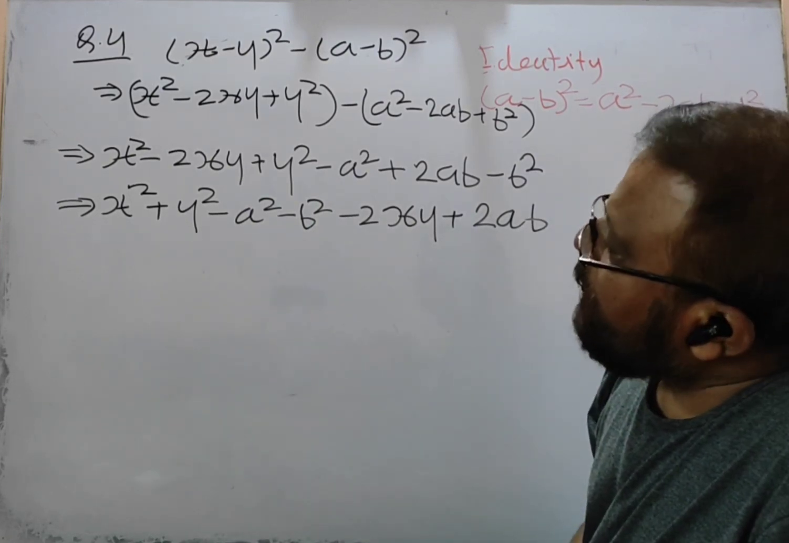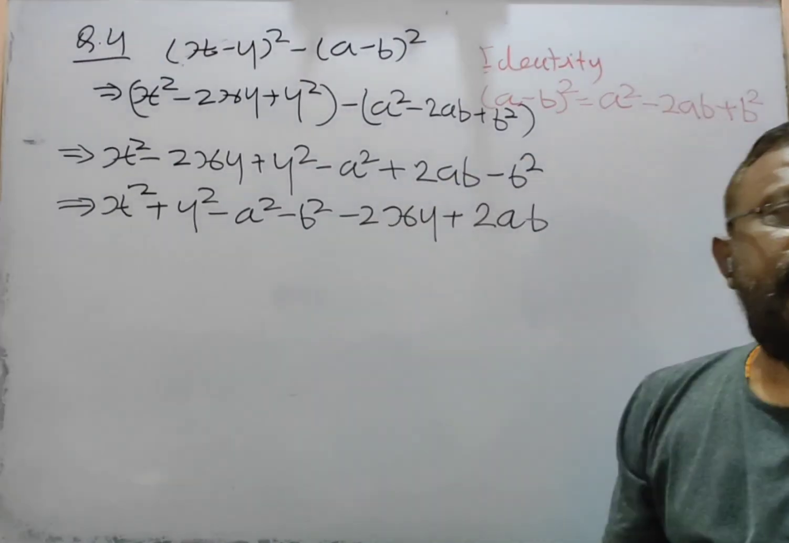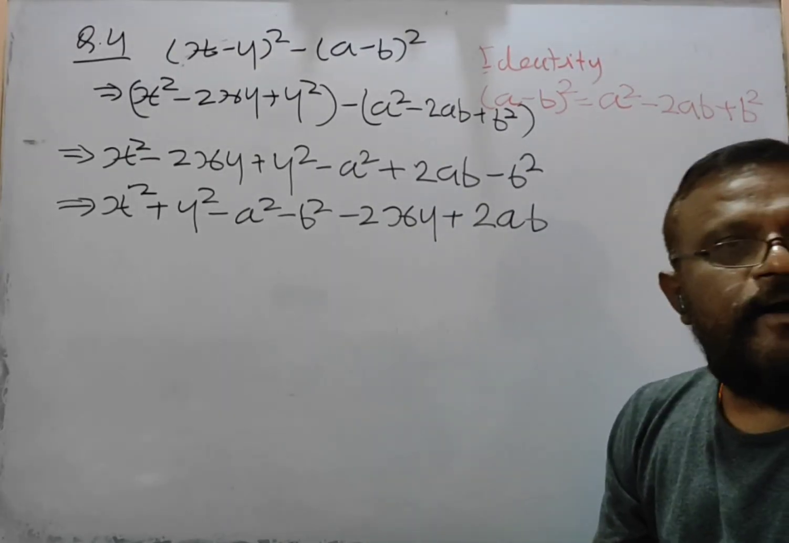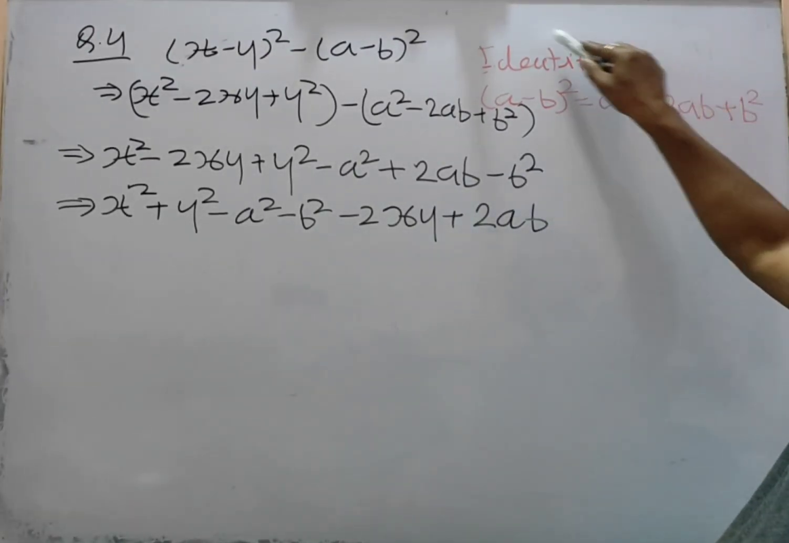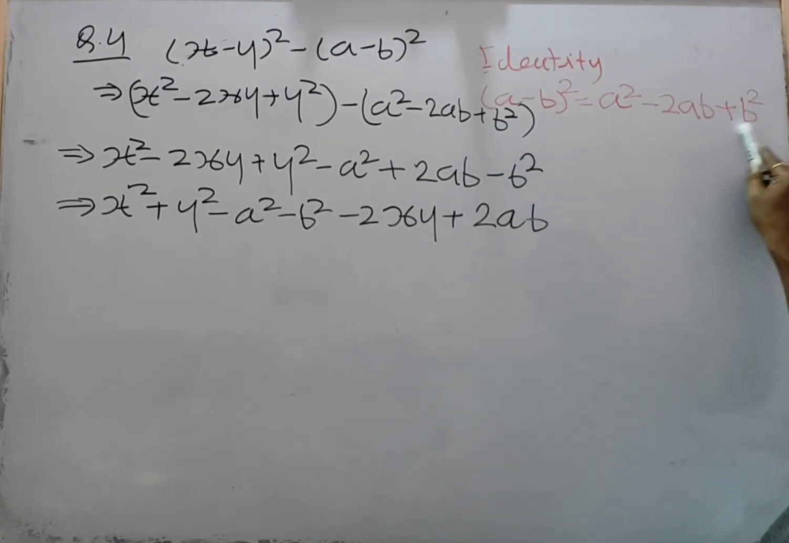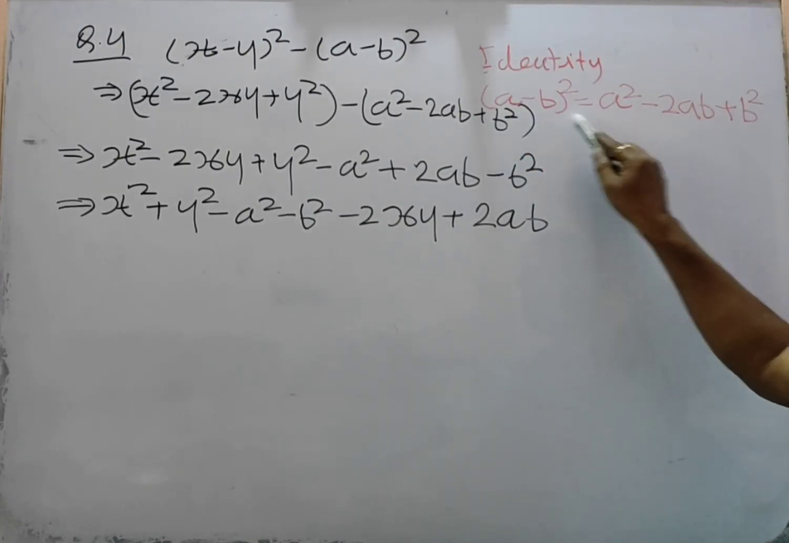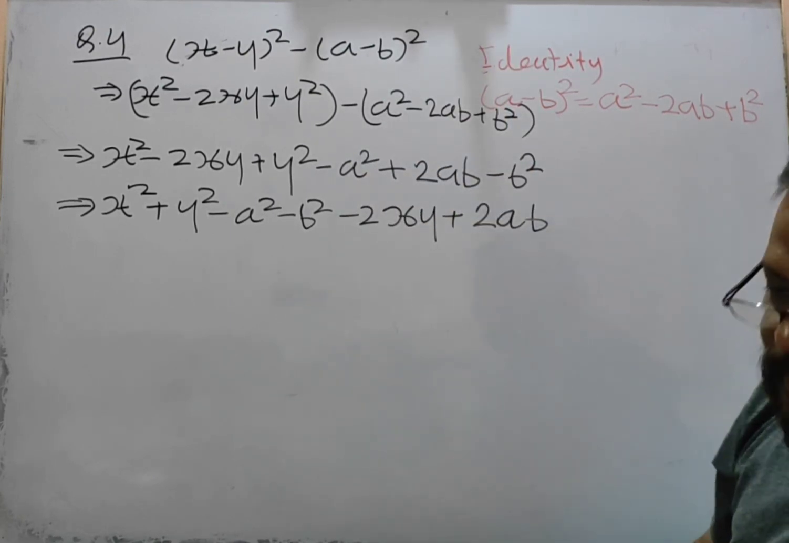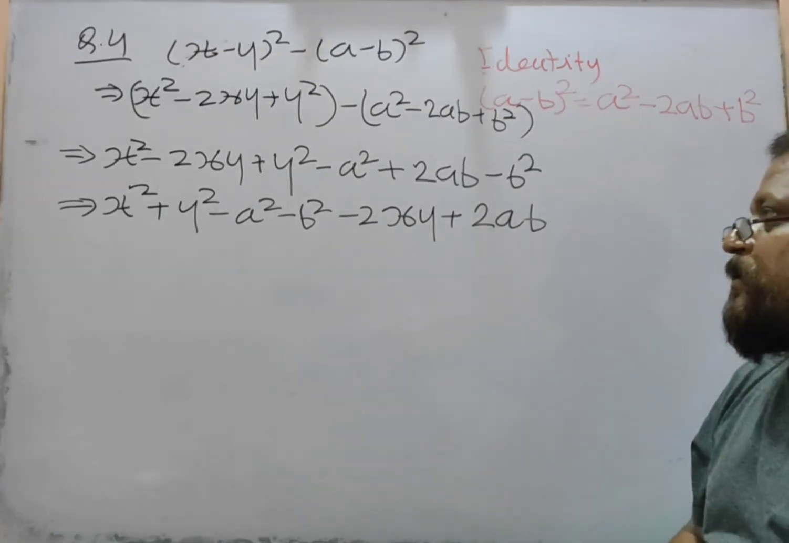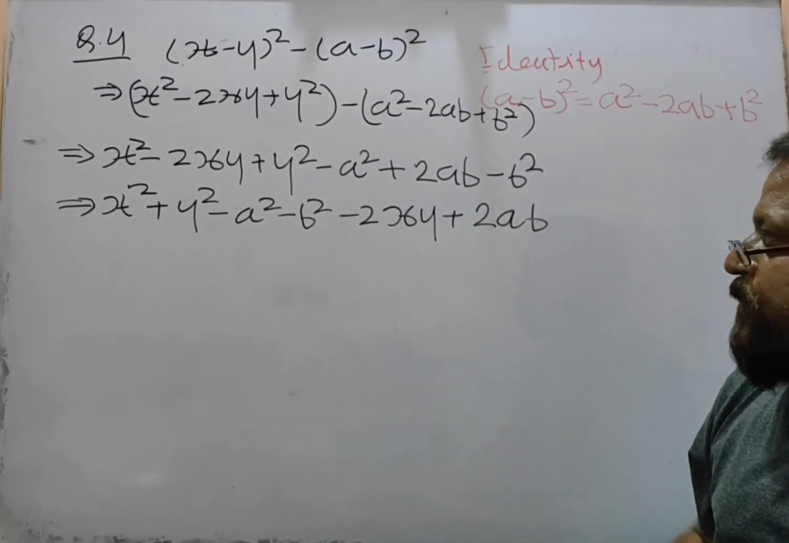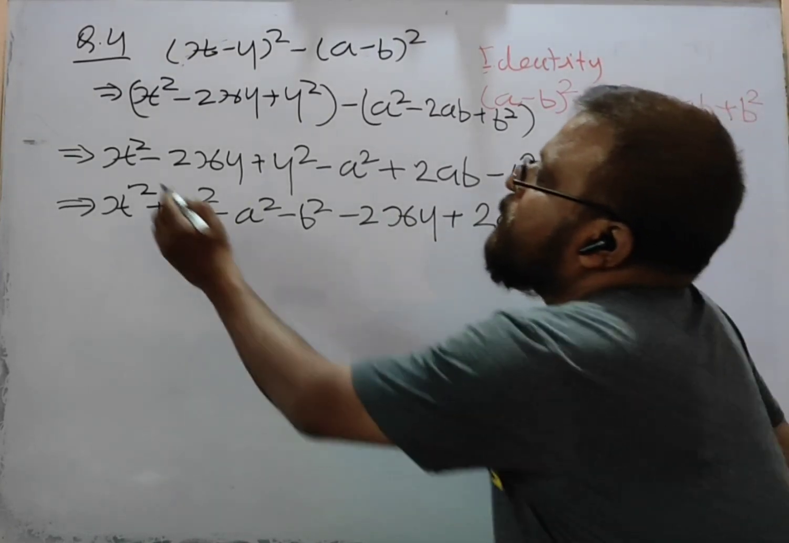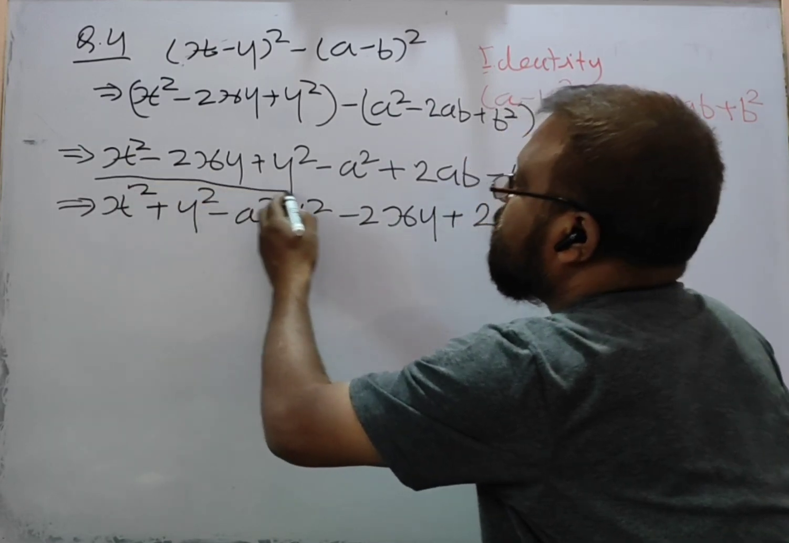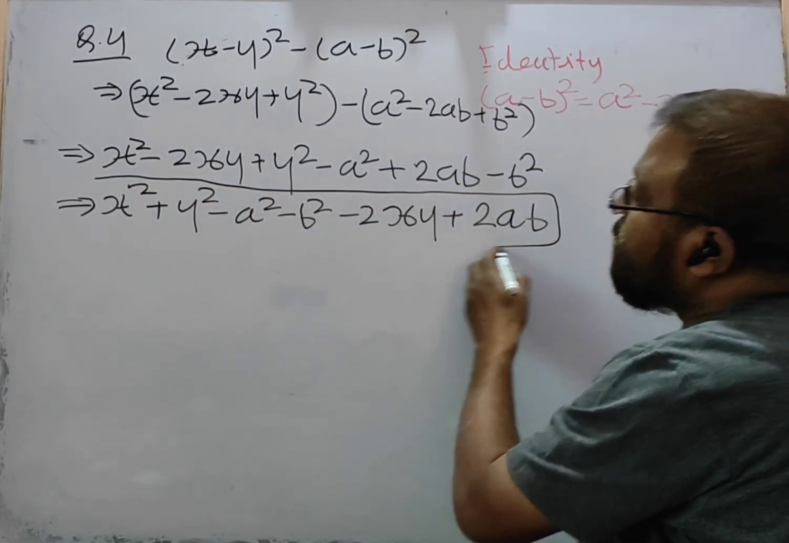Plus y square, yeah, it's minus a square minus b square. Using this identity I told you, I expanded, and after expansion I just arranged the terms. Nothing more than that. When we remove the bracket, this is our final answer.